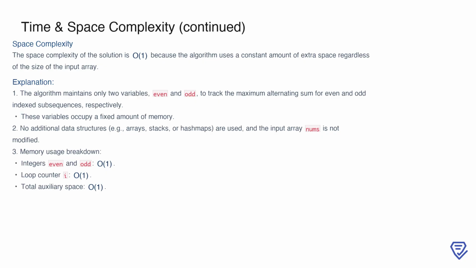To achieve this, the algorithm maintains two variables, even and odd, which are used to track the maximum alternating subsequence sums for even and odd indices, respectively. These two variables are the only significant memory allocations throughout the algorithm, and since they are simple integers, they occupy a fixed amount of memory. Additionally, no extra data structures, such as arrays, stacks, or hash maps, are created, and the input array itself is not modified, meaning no additional space is required for storing intermediate results. Even the loop counter, i, uses a constant amount of space. As a result, the algorithm's total auxiliary space remains constant at O(1), making it highly space efficient.